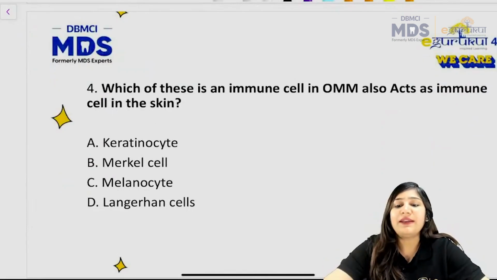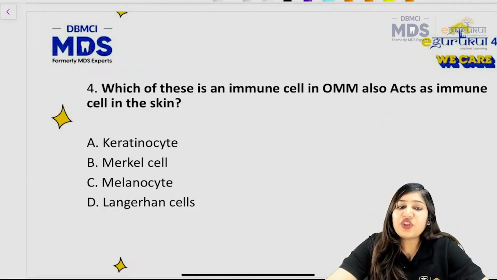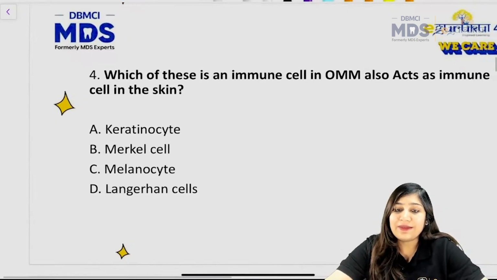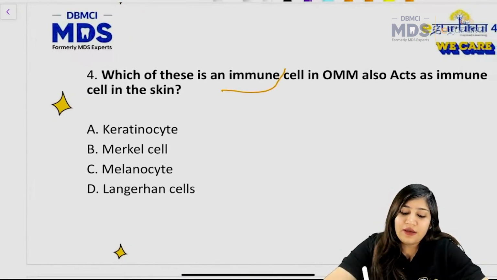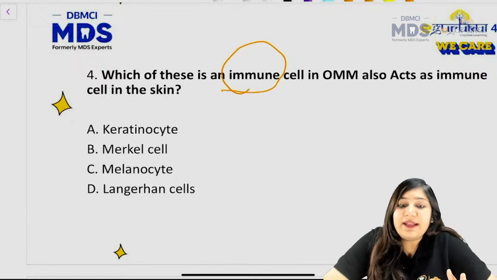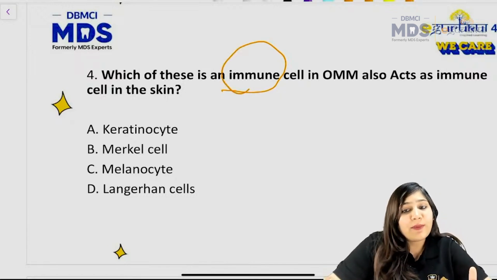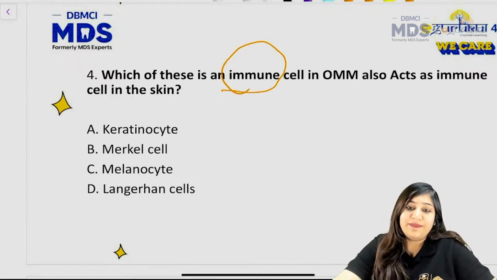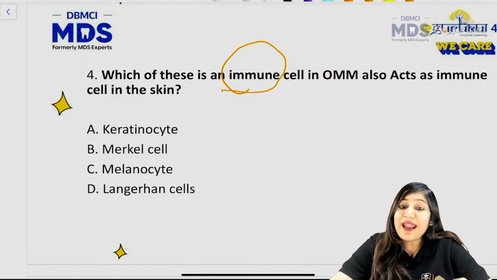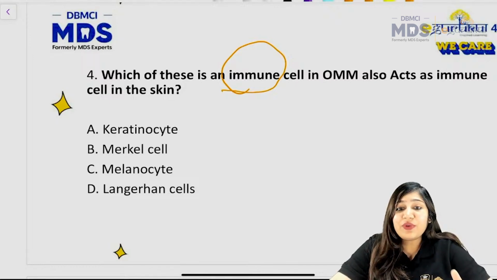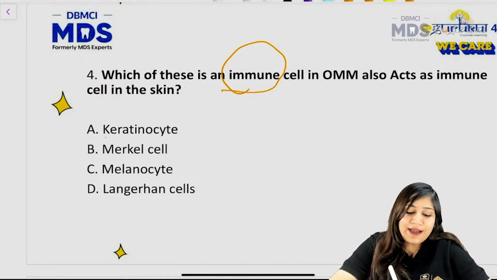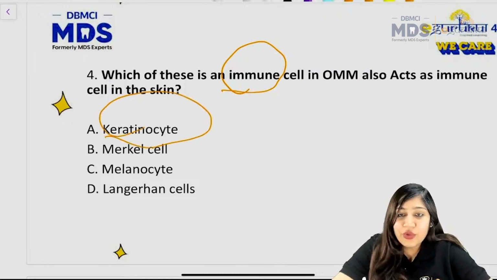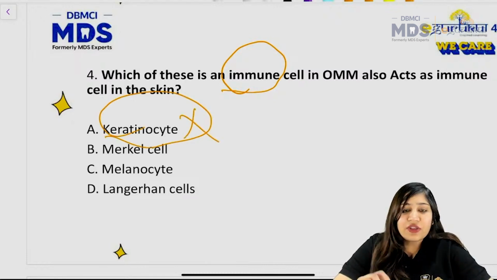Now coming to our next question. Which of these is an immune cell in OMM, also known as an immune cell in the skin? Immune cell, right? Immunity is basically antigen, antibody. We're talking about antigen presenting cells. So which are the antigen presenting cells here? Immune cells. Keratinocytes. These are keratin producing cells. So this is not the correct option.